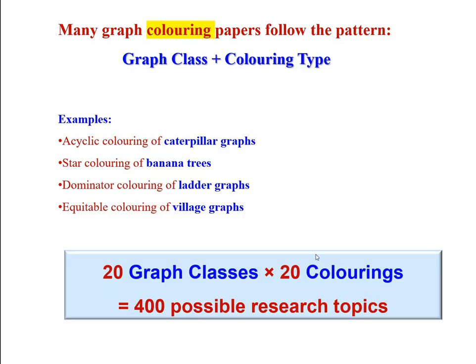Even in this case, you can have 20 graph classes and 20 types of colorings, so that you can have 400 possible research topics. For the existence and all, we need to check whether we can combine this and that. So that is what is mentioned here.